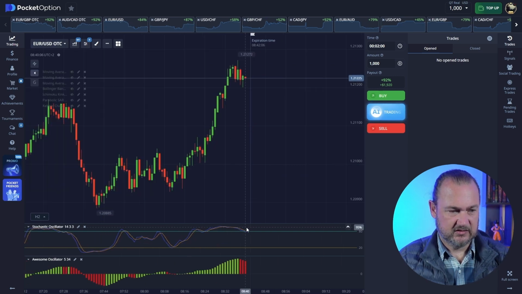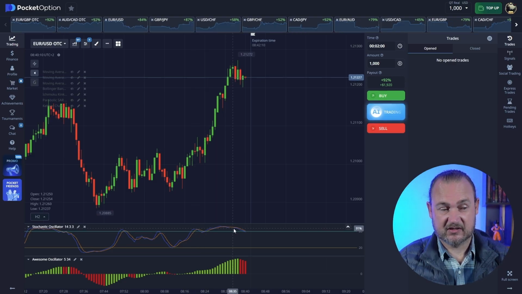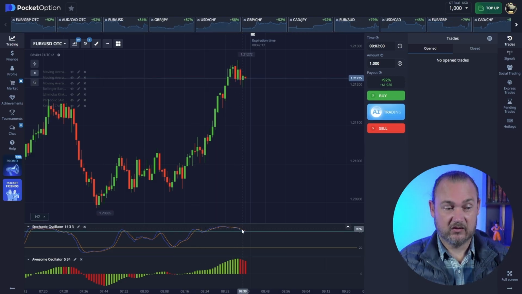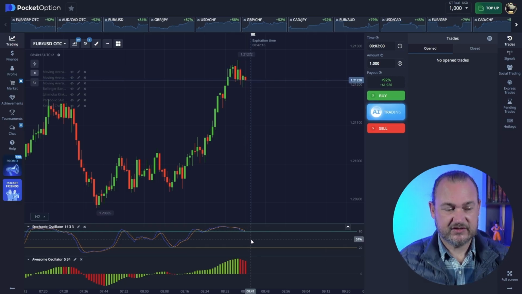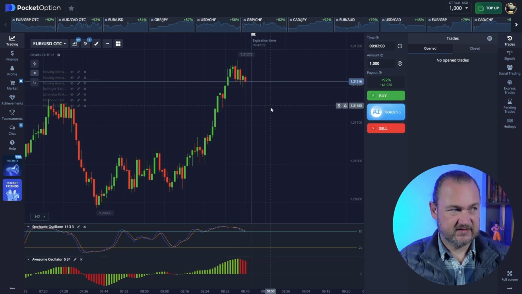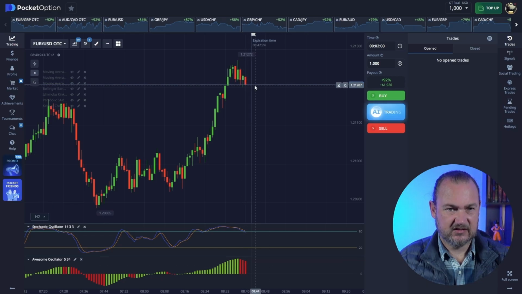Yes, it looks like a good setup. The stochastic has been running in the overbought area for a while now. It looks like it's testing the zone at the moment. Once it comes back into the normalized zone, we have the Awesome Oscillator descending as well. We'll wait on this a few minutes. I think this is going to give us the earliest entry of everything we've seen.